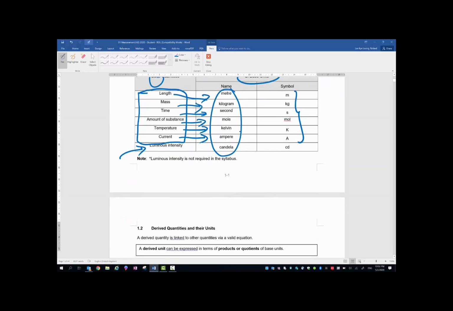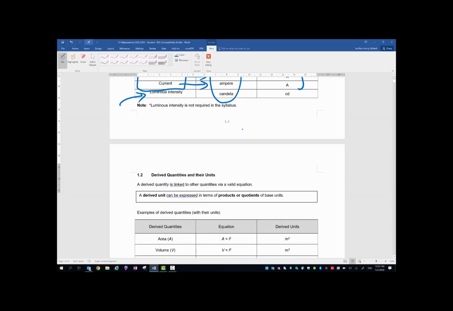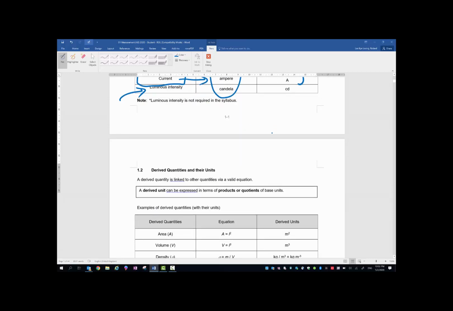Okay, so let's move on. Things that simple, we just move on. Don't have to waste time keep on looking at it and memorizing things like that. So the thing is to understand.